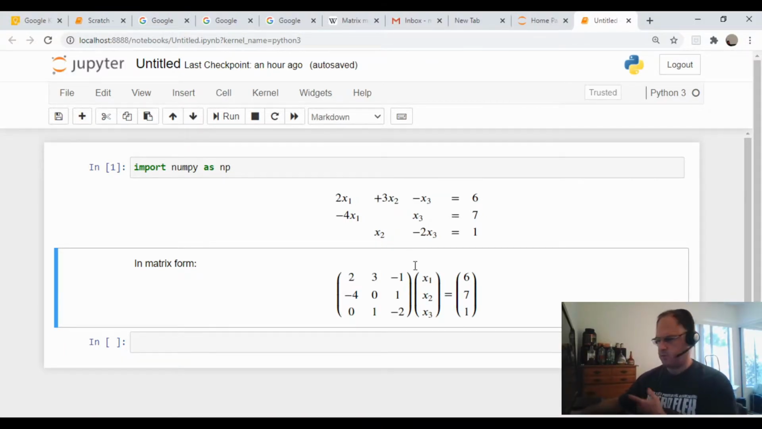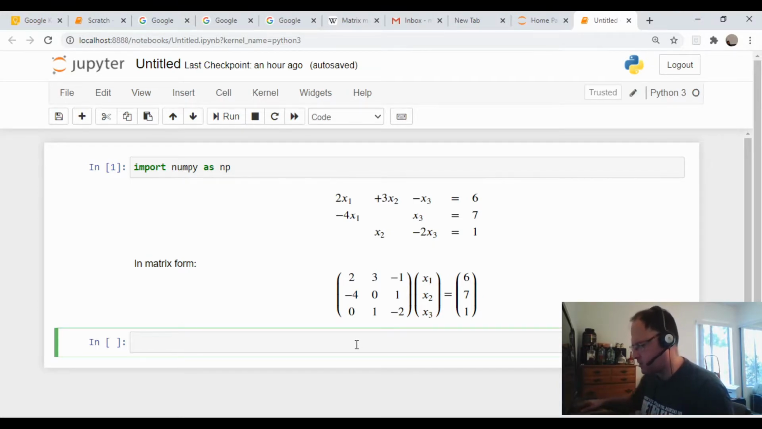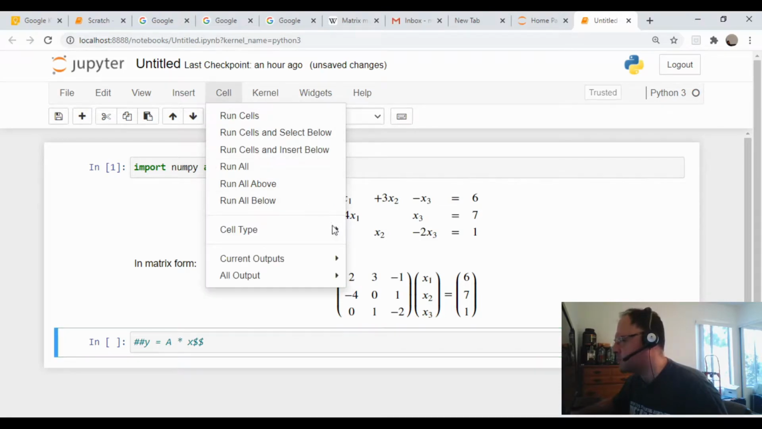So how do we solve this type of equation here? Well, if we had just a single simple equation, let's just come down here and do y is equal to capital A times x. Let me make that a markdown cell.